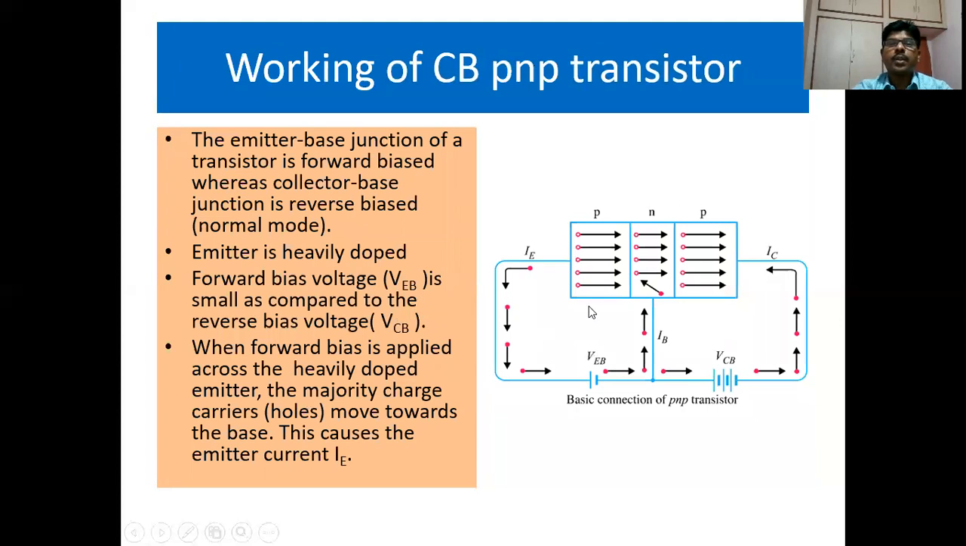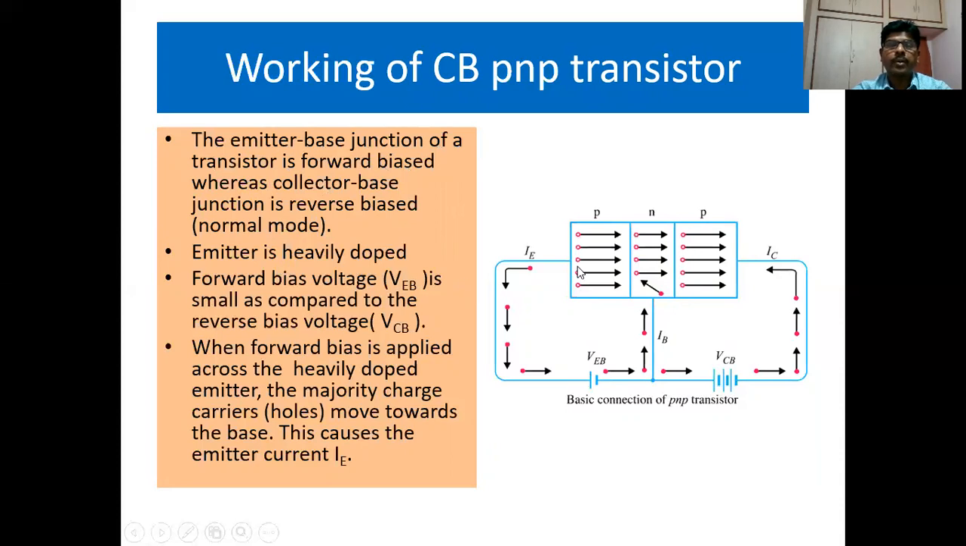Next, we can see the working of a common base PNP transistor. It has an emitter, base, and collector. Once again, there are two junctions, a junction between the emitter and the base, and a junction between the collector and the base. The emitter base junction is forward biased and the collector base junction is reverse biased. That is what you see in the diagram. This is the normal mode.